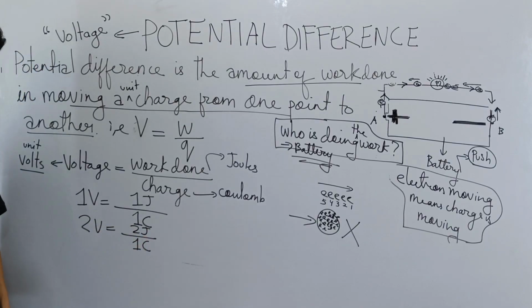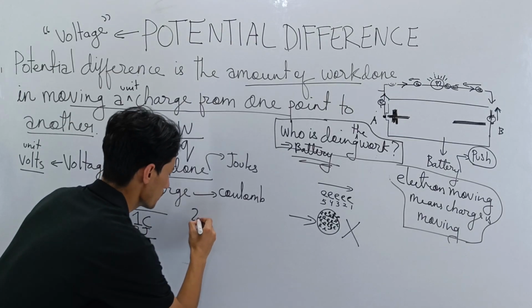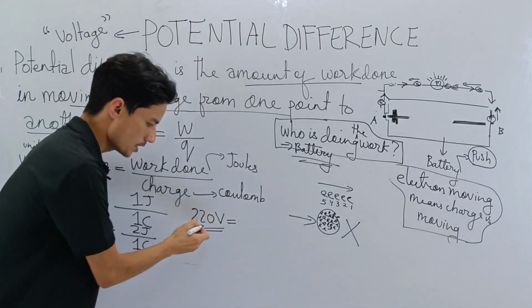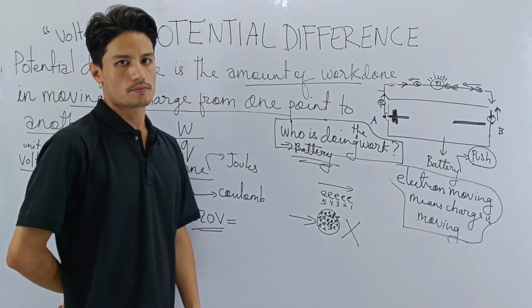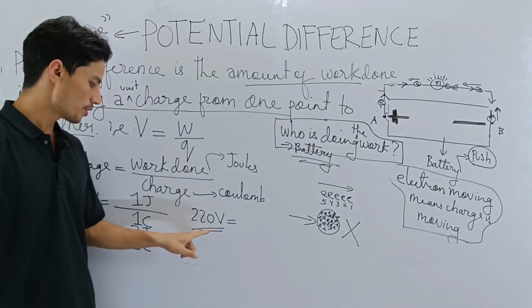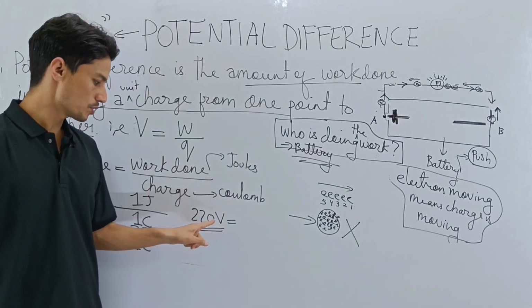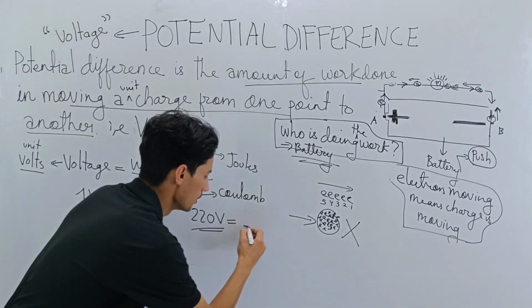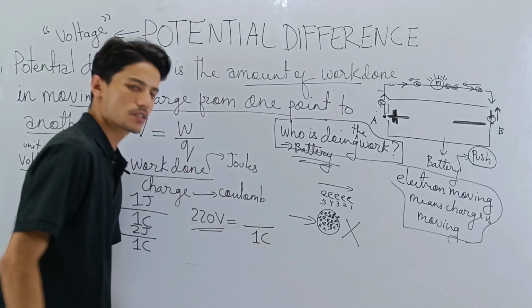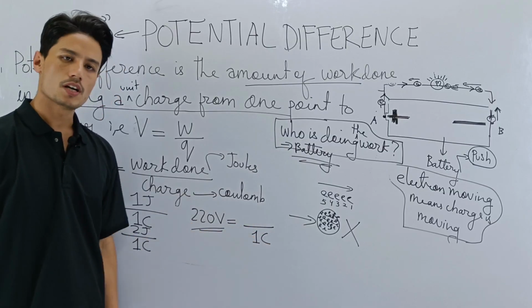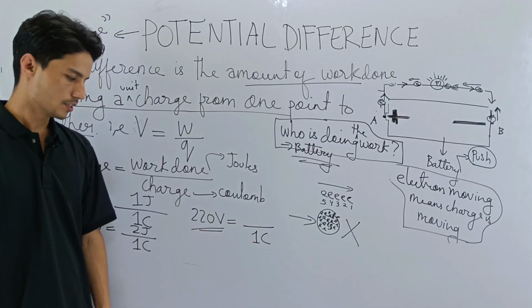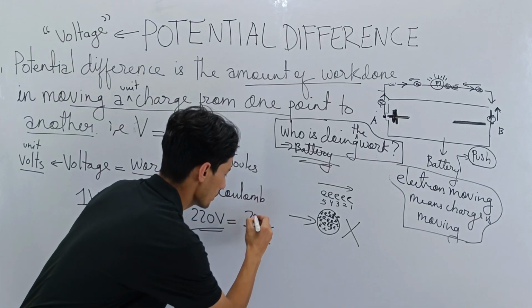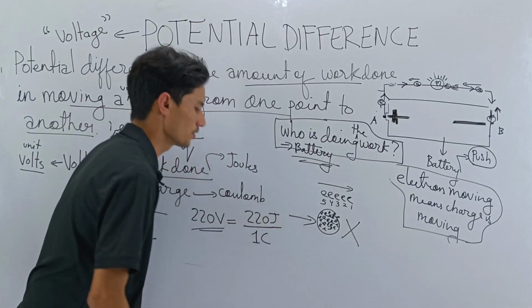Then if I say potential difference is 220 volt, which is the potential difference coming to our home, provided by the government of India, how much work is done to move 1 coulomb of charge? If you follow this, you know the answer. It's 220 joules. What is the meaning of this?